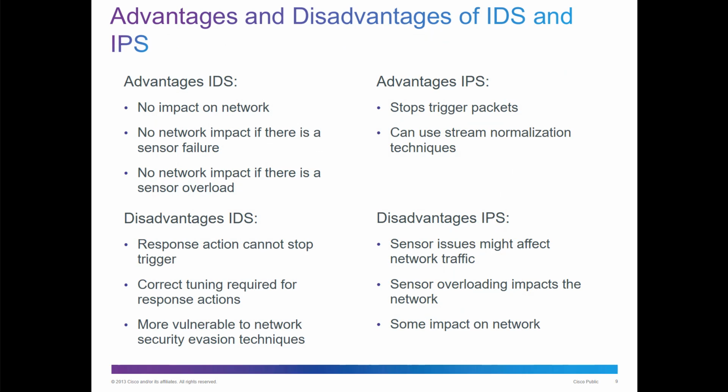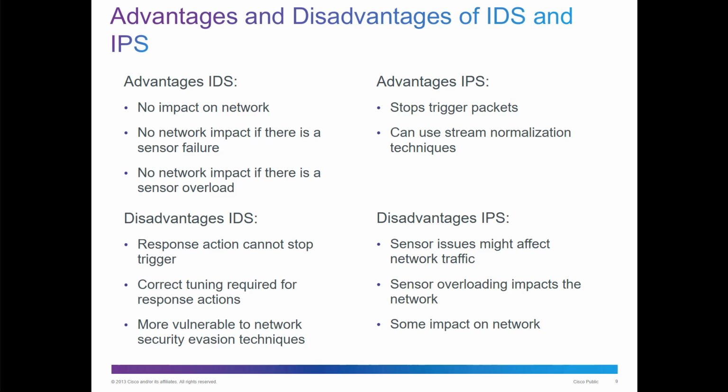Key advantages and disadvantages. Advantages of an IDS: no impact on the network, no network impact if there is a sensor failure, no network impact if there is a sensor overload. Whereas an IPS stops triggered packets and can use stream normalization techniques.